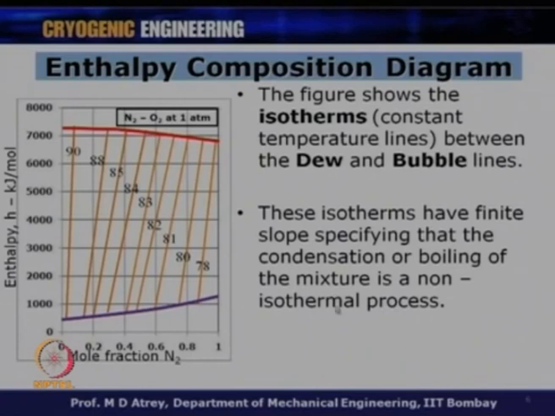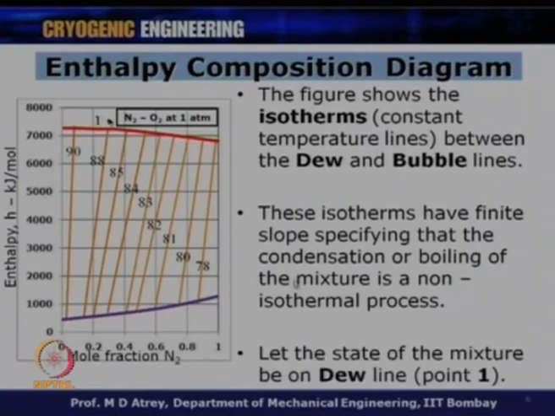This is what we had seen earlier also. During this phase transformation from vapor to liquid, the temperature decreases, and that is what you can see, and this happens basically because these isotherm lines are not vertical. Let us see for example now. Let the state of the mixture be on the dew line at point 1. So, let us start condensation from this point 1.